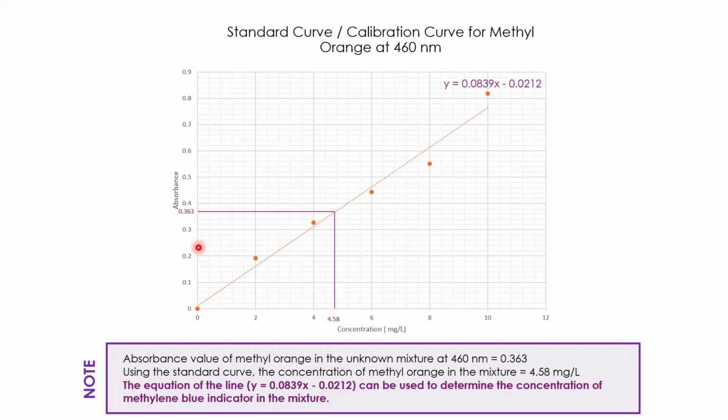Once we are done with this, you will just trace the absorbance value obtained, which is the 0.363 over here, to cut the calibration curve and extend it to the x-axis to determine the concentration of the methyl orange in the unknown mixture as shown here.